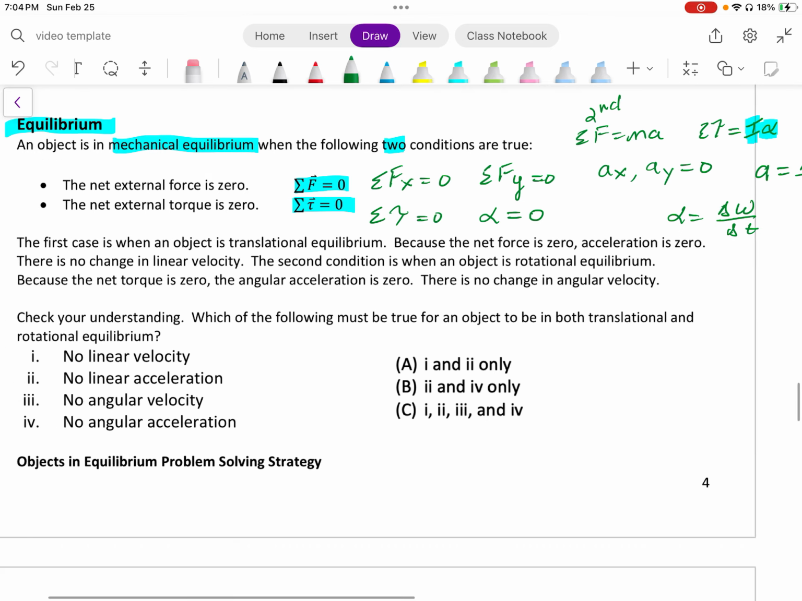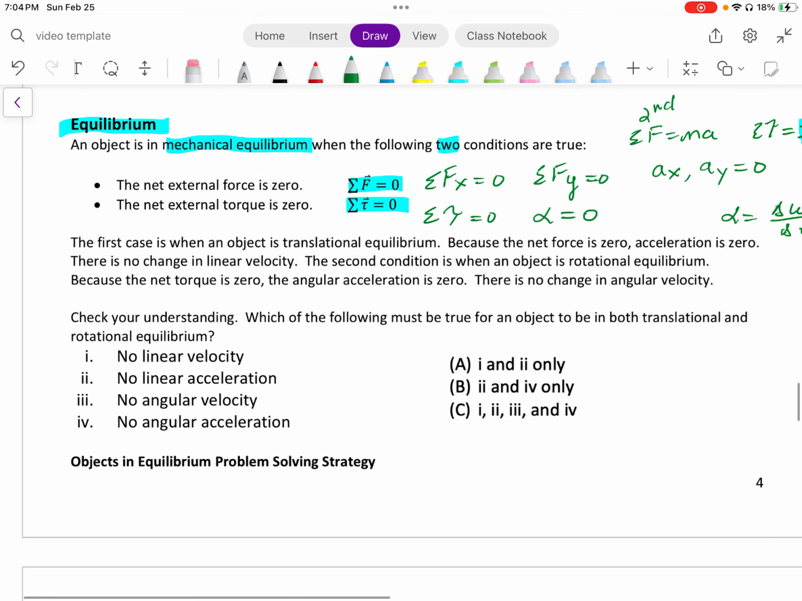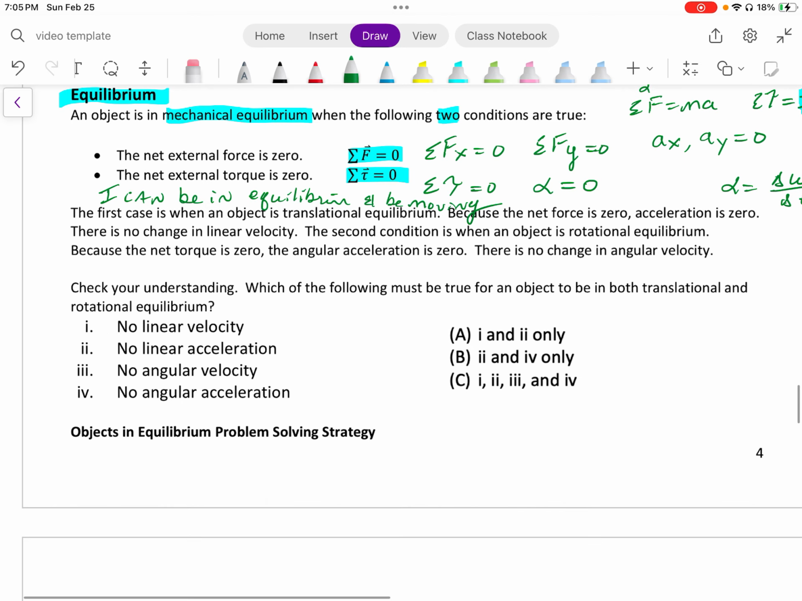So I can be in equilibrium and be moving. It does not mean that you're not moving. It just means my acceleration is 0. Okay? So I restate that in that sentence. Read it. Think about it.